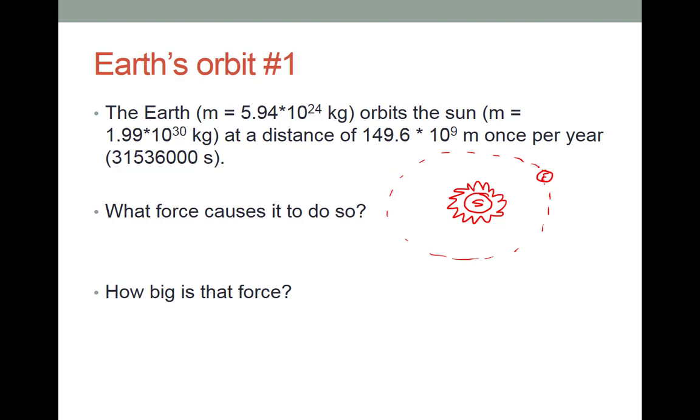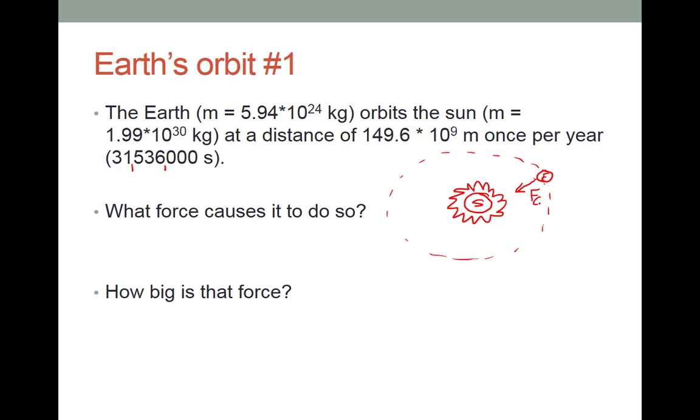The masses here, is the Earth's mass perfectly 5.94 times 10 to the 24th kilograms? No. The same thing for the mass of the Sun, or the distance between the Earth and the Sun, right? I think the only number on here that is more or less exact is the number of seconds in a year, which is a really, really big number. Here, let me add a couple of commas. It's 31,536,000 seconds.